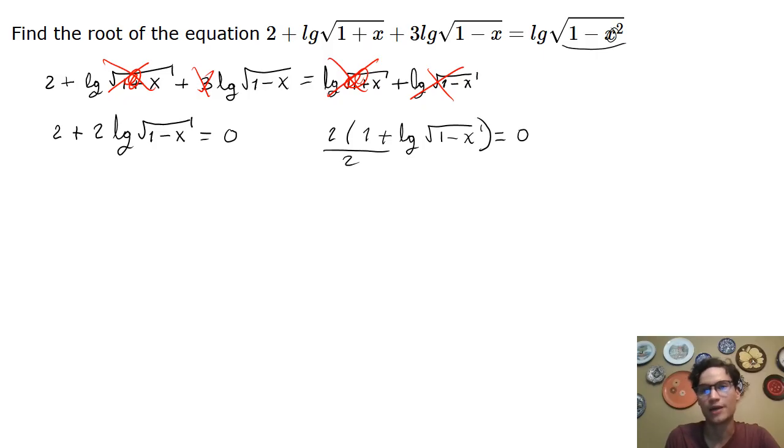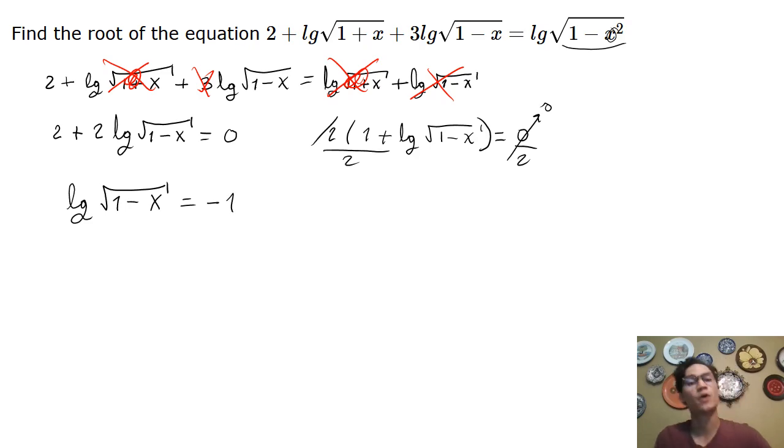We divide everything by 2, this remains 0, this gets simplified, and we put this 1 on the other side. We get logarithm of the square root of 1 minus x is equal to minus 1. Alright, then we can express minus 1 as 1 over 10, because the base of the logarithm, when the logarithm is not explicit, means it's base 10.